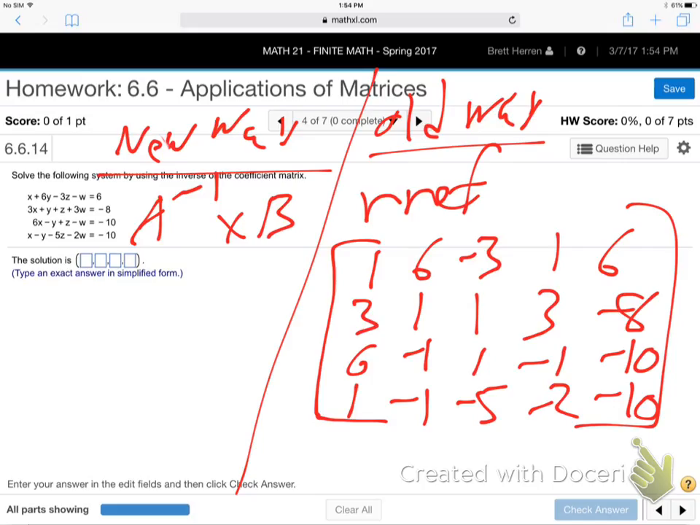So the new way is A inverse B, where you put in the A on the left side, the B on the right side, A inverse times B. The old way, whole thing, A and B, RREF, it's done. Same answer in the end, either way. Same four answers. Is that making sense on those two ways? Questions I can answer?